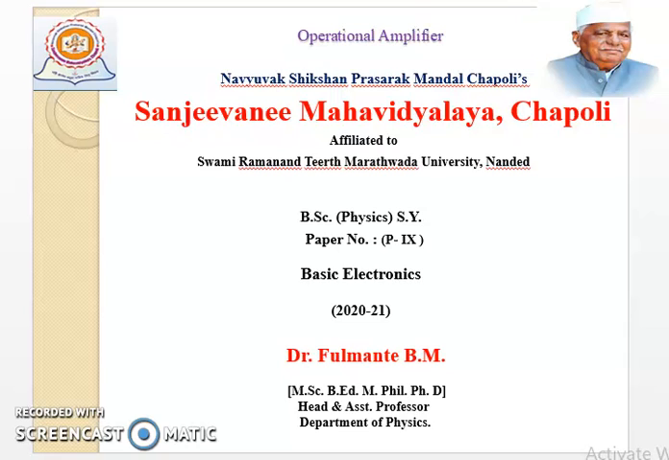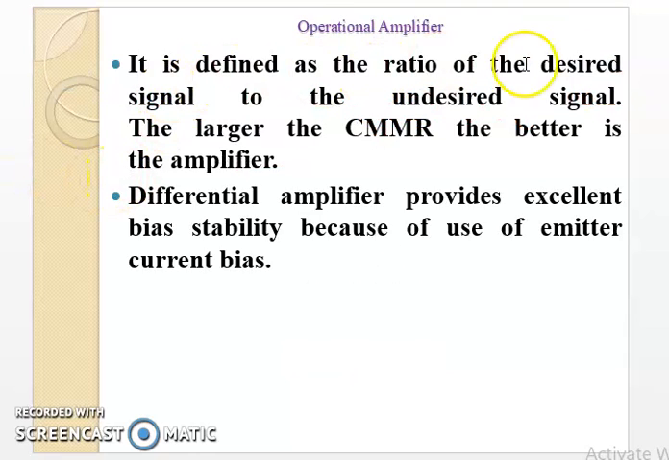An operational amplifier is fine if the CMRR is what? More. It is defined as the ratio of desired signal to the undesired signal. The larger the CMRR, the better is the amplifier. The output of the amplifier is very nice. A differential amplifier provides excellent bias stability because of the use of emitter bias current. Up to this we have arrived in the last lecture.